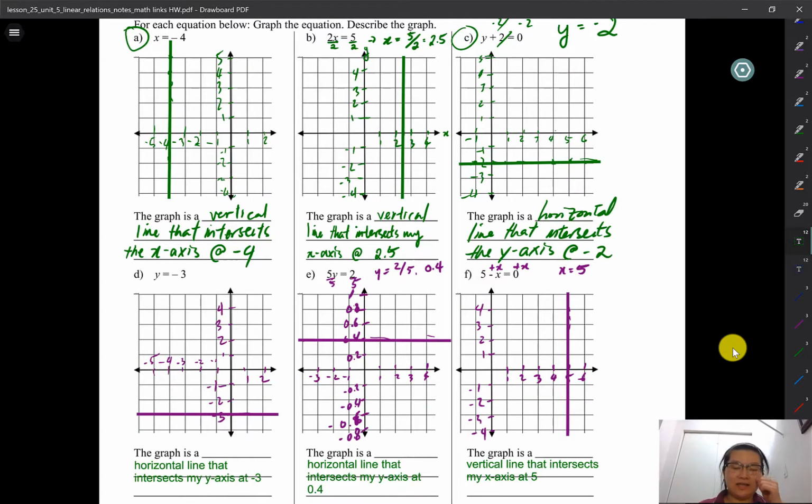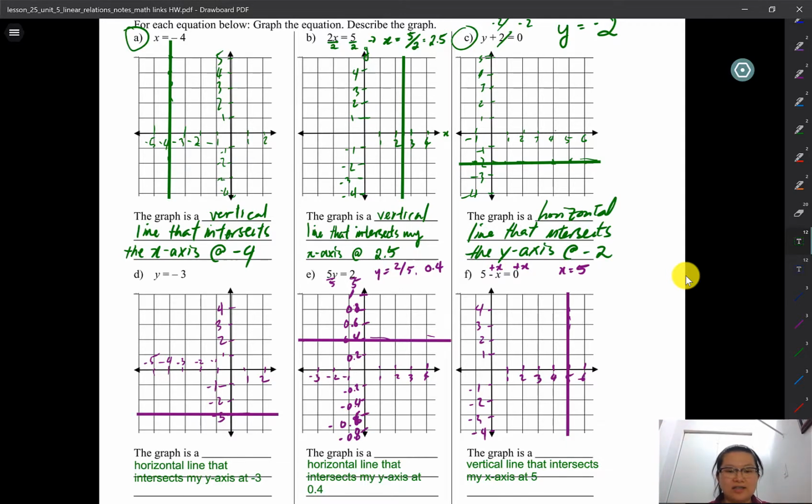Okay, zooming out. Let's take a look at what we have here. Just a general overview: if I have x is equal to something, I'm going to get a vertical line. If I have y equals something, I'm going to get a horizontal line. My vertical line is going to intersect my x-axis somewhere. My horizontal line is going to intersect my y-axis somewhere. And this gets useful later on when we deal with certain relationships, or it just means that no matter what, I'm always going to have that value.